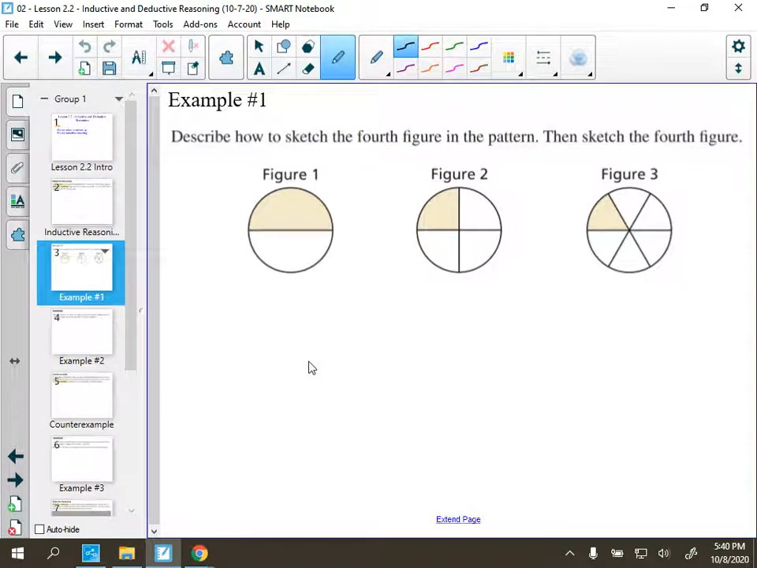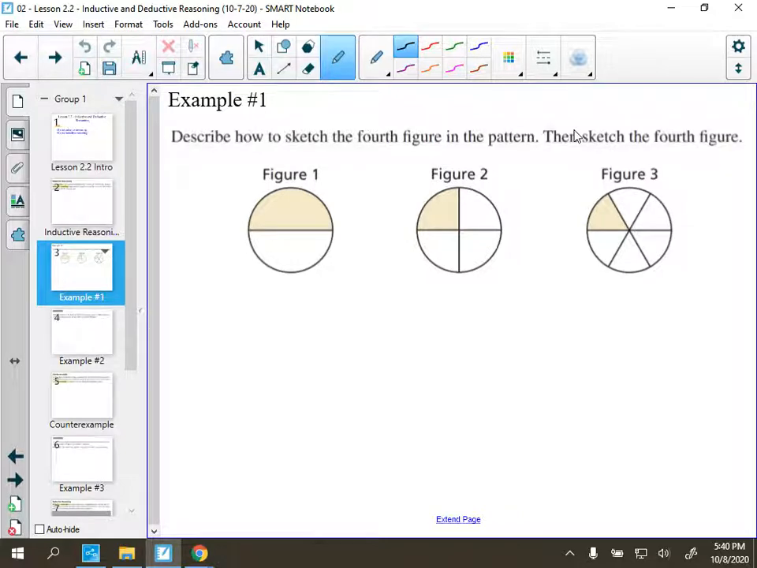So example 1: describe how to sketch the fourth figure in the pattern, and then sketch the fourth figure. So we've got figure 1. I'm looking for a pattern, basically. I don't think this is an overly deep or difficult one, but I see figure 1 has got a circle divided into 2 parts. We're shading the top part. Figure 2 is divided into 4 parts. We're shading one of those 4, and then figure 3 is divided into 6 parts. We're shading one of the 6.